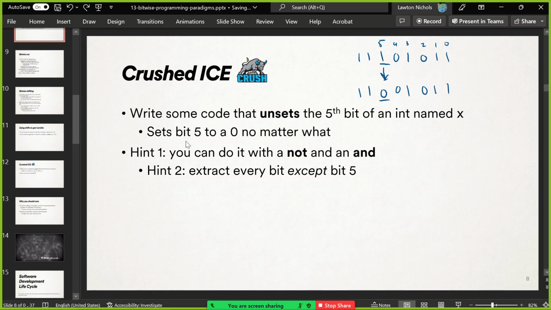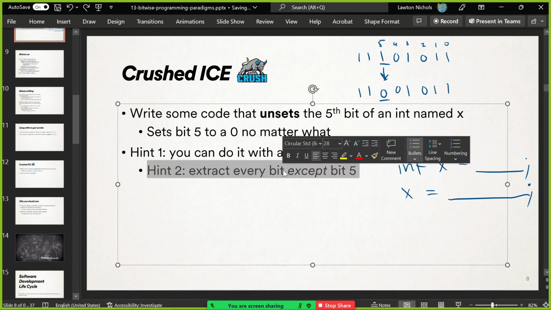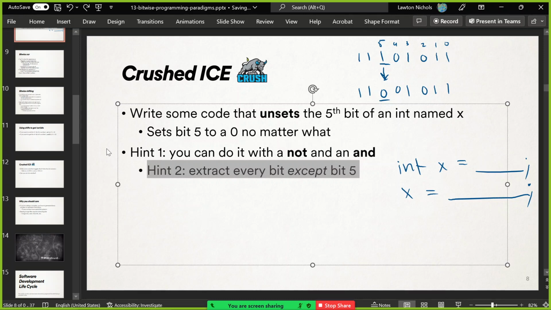So you want to set bit 5 of your number x to a 0 no matter what, and don't touch any other bit. Keep them all. And you can really do it in 2 lines. Here's your int. Just give it a value, and then you'll say x equals blank, and that's all you need. So you can do it in 1 line, really. And here are my hints for you. You can do it with a not plus an and in some order. And my hint 2 for you is extract every bit except for bit number 5.